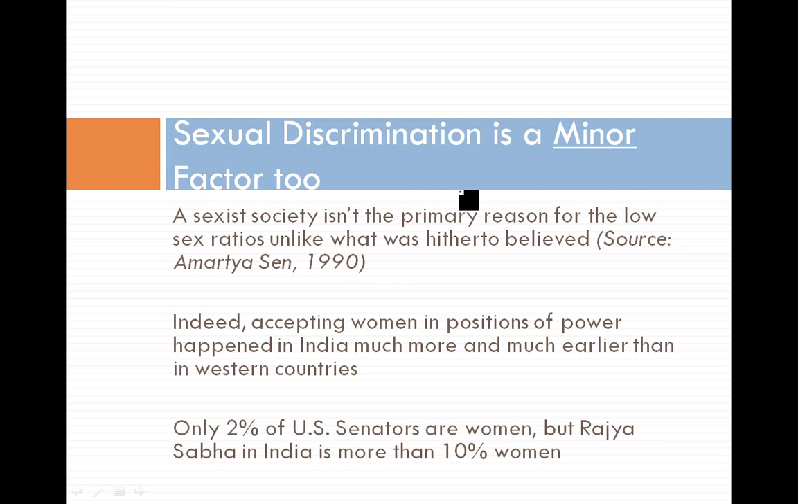Furthermore, sexual discrimination is a minor factor too. A sexist society isn't the primary reason for low sex ratios, unlike what was hitherto believed. Indeed, accepting women in positions of power happened in India much more and much earlier than in Western countries. This wouldn't have happened if we had a very rigid sexist society. Only 2% of US senators are women, but Rajya Sabha in India is more than 10% women.